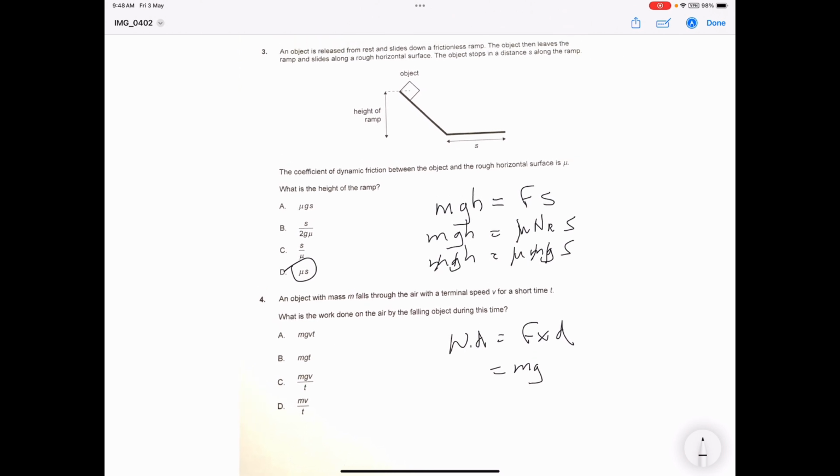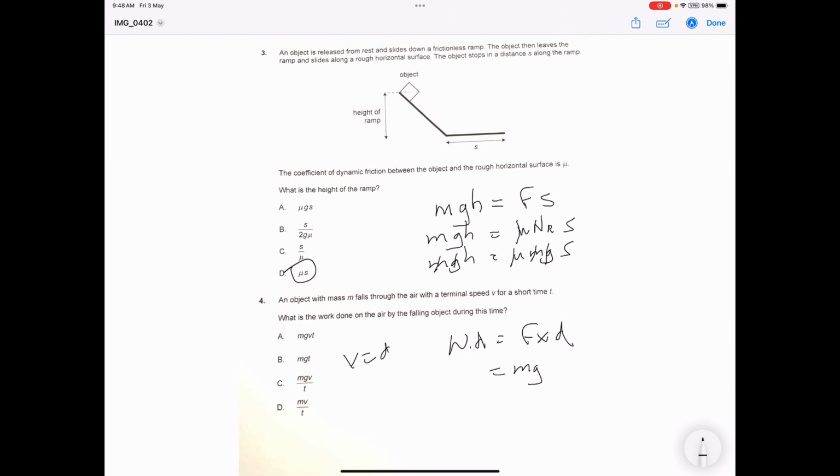So velocity is equal to distance divided by time. So distance is going to be velocity times time. So the work done is equal to mg vt. So the answer is A, mg vt.